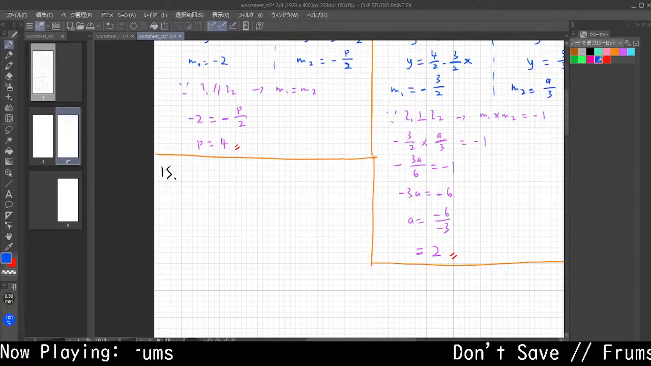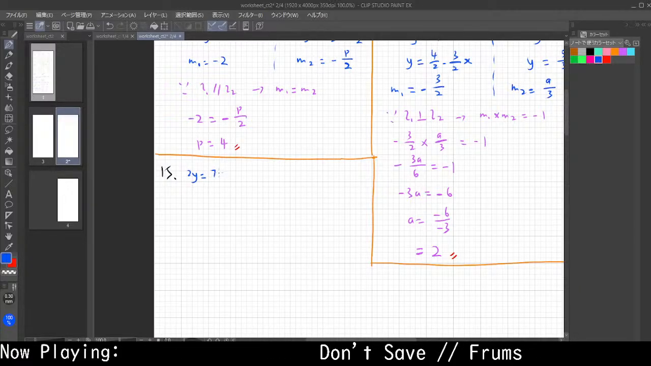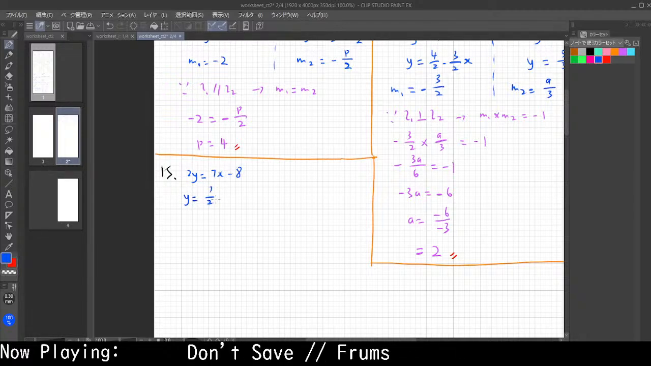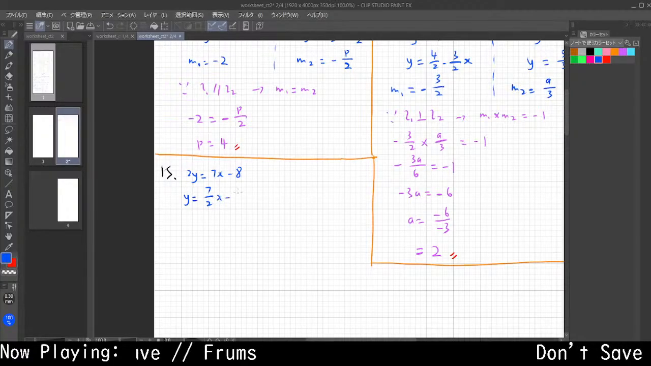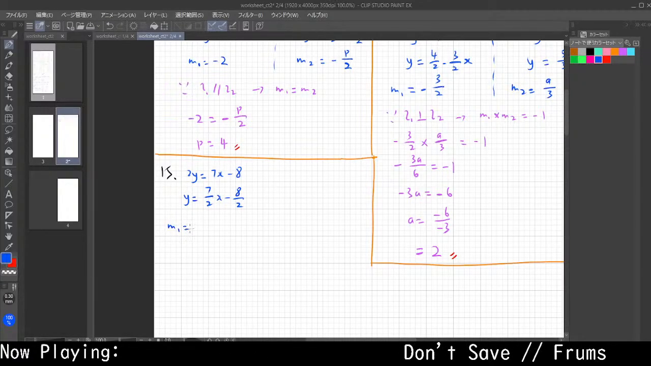Okay, given the lines, same thing, 2y. Since it tells you that they're perpendicular, you want to find the gradients as well. So in this case, your m1 is equal to 7 over 2.